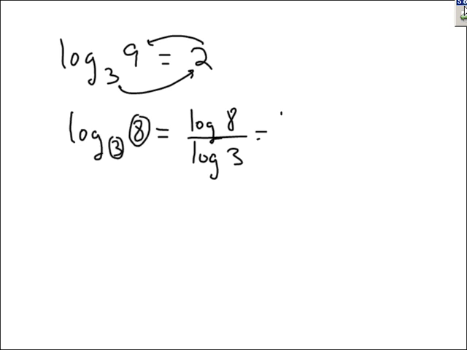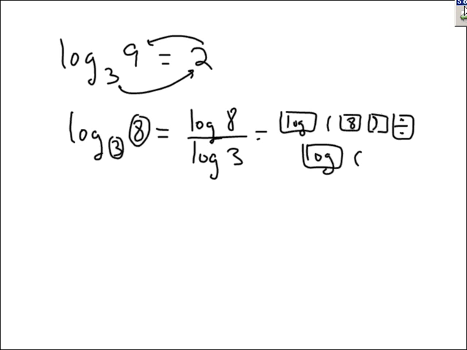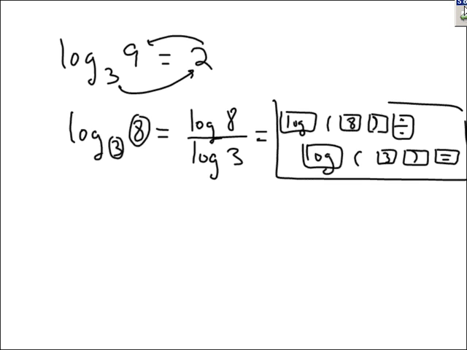Okay, hit the log button. It's going to open up a bracket. You should hit the 8 button. You should hit the close bracket button, the right hand bracket. And then you should hit the division button. And then you should hit the log button. It will open up a bracket. You then hit the number 3. You then close the bracket, and then you hit the equal button. Okay, if you do it in this order, you'll get it correctly.